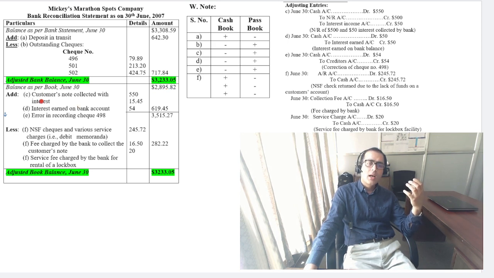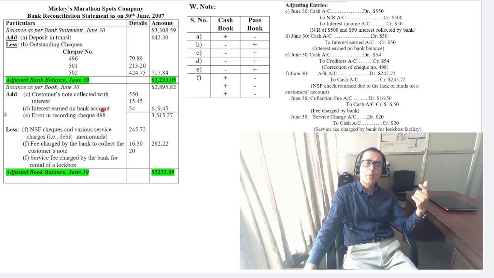Again, the balance as per the book, that is the company record, the cash book, is 2895.82. Now C is about, as I discussed earlier, customers' notes collected with the interest. That means the bank recorded it. So in your passbook it would be plus, and this is minus. Since the bank recorded it, you are adjusting it under the company record. Since you have not recorded it, this is plus, so it is added.